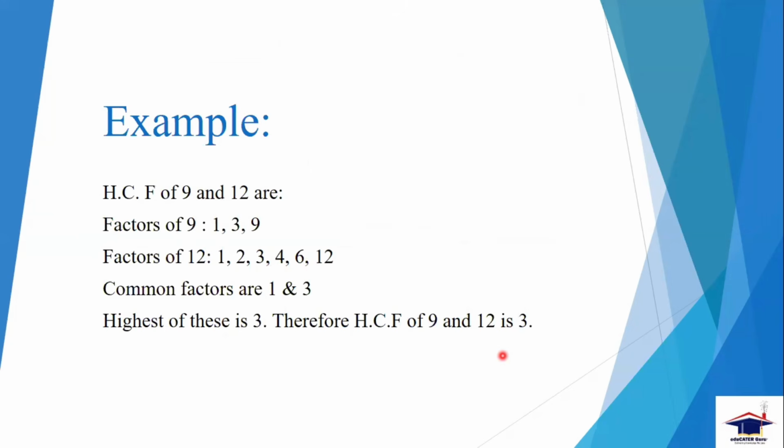See, here they have asked to find out the HCF of 9 and 12. So first you have to write the factors of each number. The factors of 9 are 1, 3 and 9. Then factors of 12 are 1, 2, 3, 4, 6 and 12. Here the common factors are 1 and 3. So in the common factors 1 and 3, the highest factor is 3. So therefore the HCF between 9 and 12 is 3. Hope this is clear to you all. It is a very simple example. Keeping this in mind, we'll solve some problems on HCF.